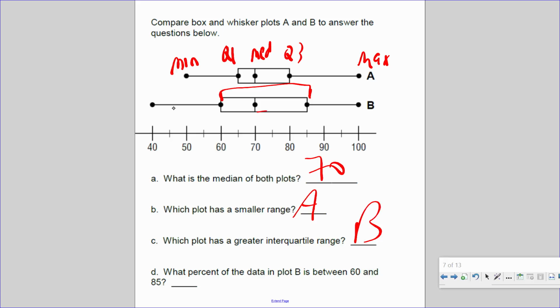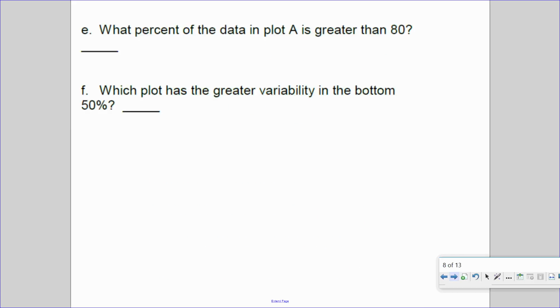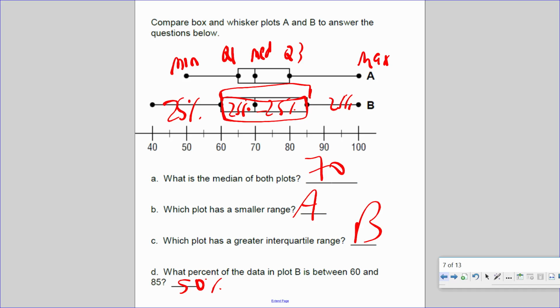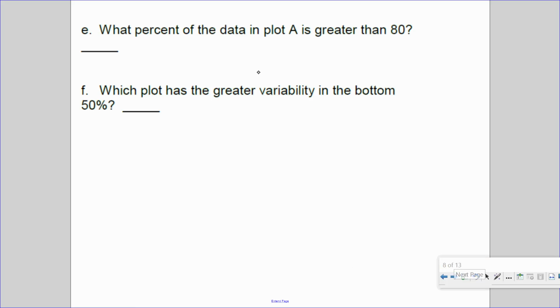What percent of the data in plot B goes from 60 to 85? That's from here to here. This is 25%, 25%, 25%, 25%. From 60 to 85, from here to here, that's 50% of the information. What percent of the data in plot A is greater than 80? 25%, 25%, 25%, greater than 80. So 25% are greater than 80.